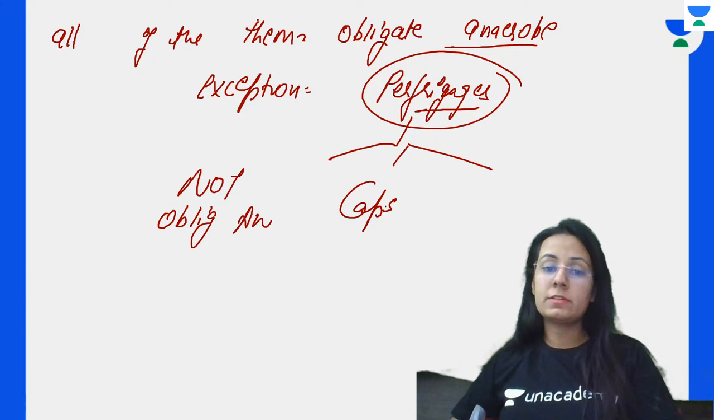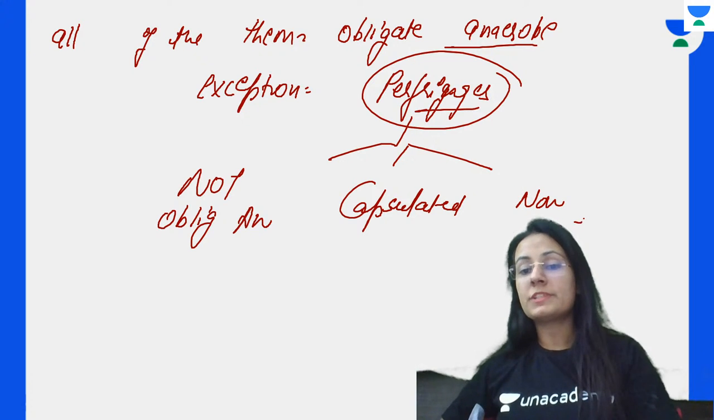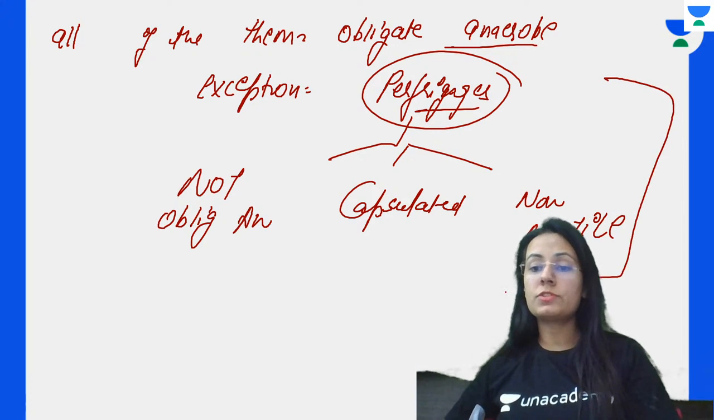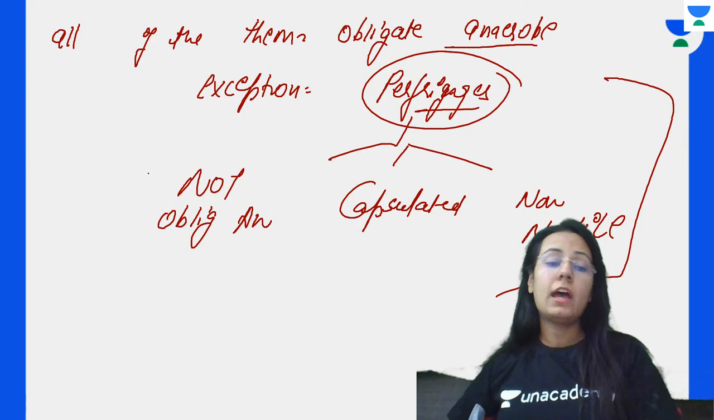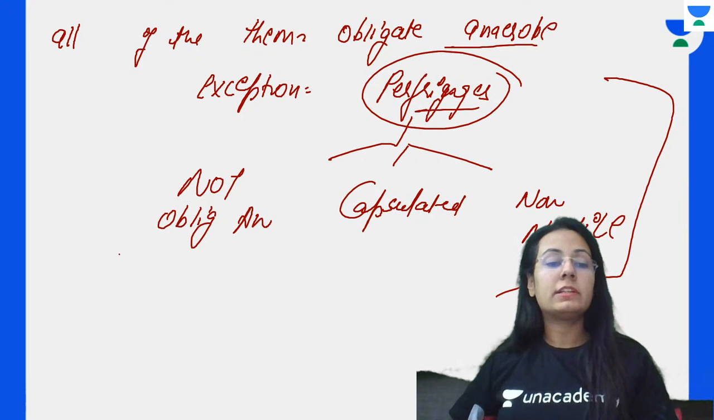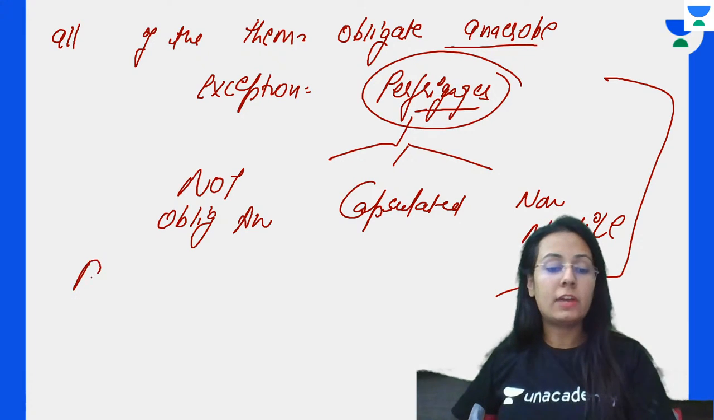Plus it is what? Capsulated. Plus it is non-motile. So it is an exception of the general Clostridium family. And we need to remember what the examples of the obligate anaerobes are, that is what?